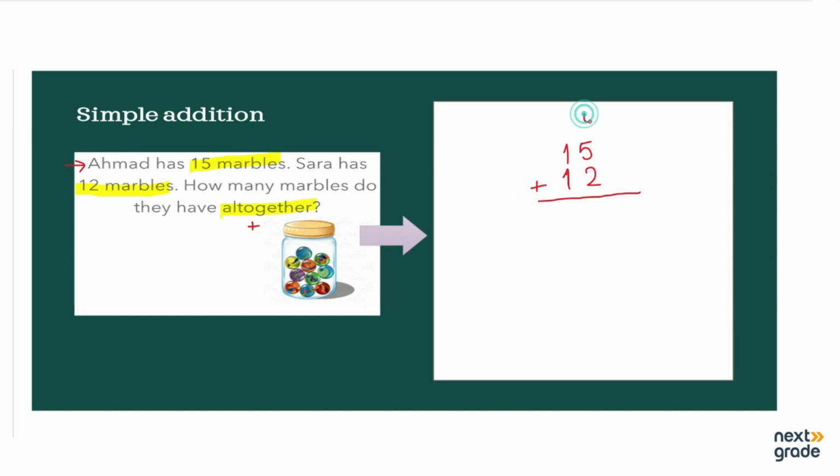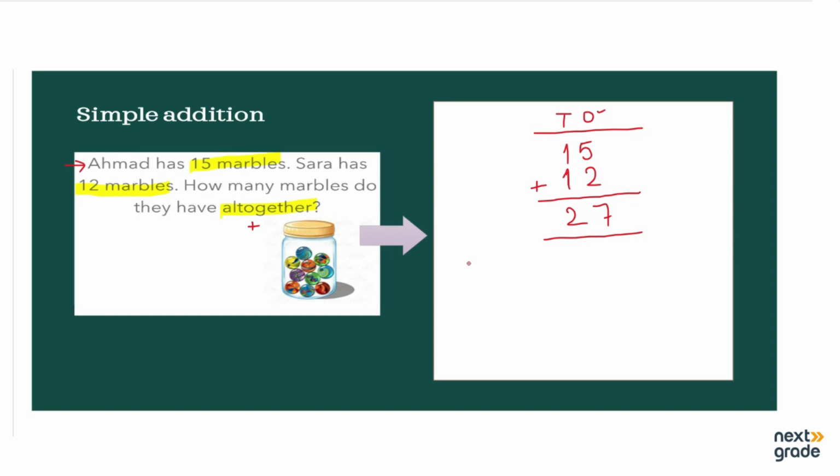First of all, we are going to write the place values on top of it. We are going to add the ones together, and then we are going to add the tens together. Starting with the ones, 5 plus 2 is 7. And if we add 1 and 1, it is 2. So the answer we get is 27.